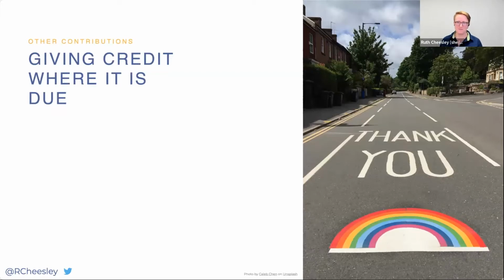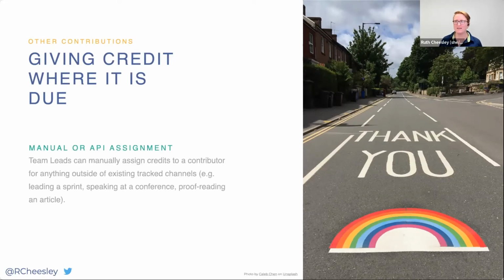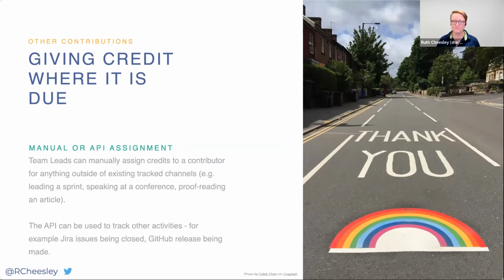I mentioned that sometimes there are things that we can't necessarily track. So our team leads in our community have the ability to manually assign contributions for anything outside those channels. So if someone attends a team meeting, they deliver a project that they're working on, they lead a sprint, they speak at a conference about Mautic, they help with proofreading or correcting an article, all of those things we consider to be contributions as well. And we're looking into adding other things.